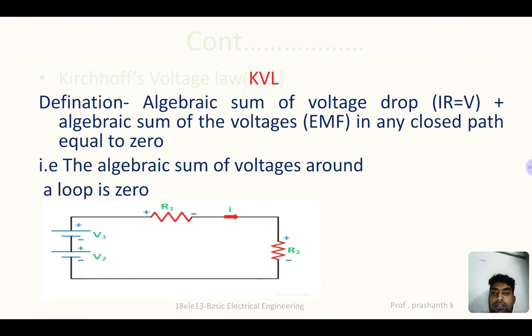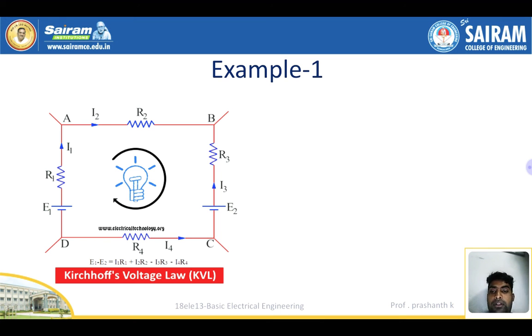Next is Kirchhoff's voltage law. Algebraic sum of the voltages around a loop is equal to zero in a closed path. Okay, this is on a closed path. And algebraic sum of the voltages and EMF is equal to zero. So I have given an example here.